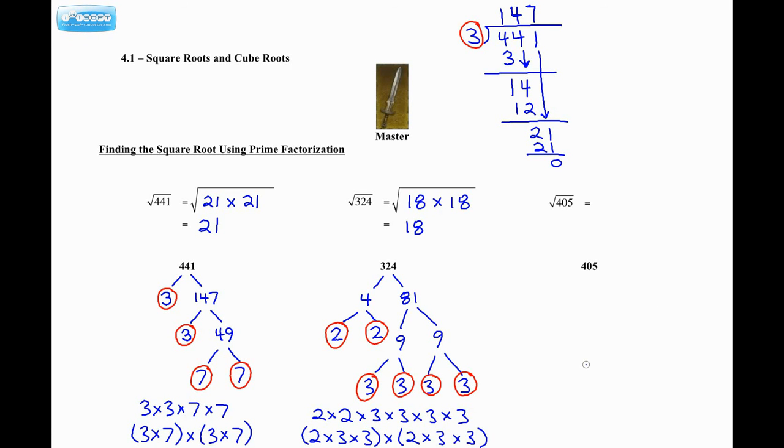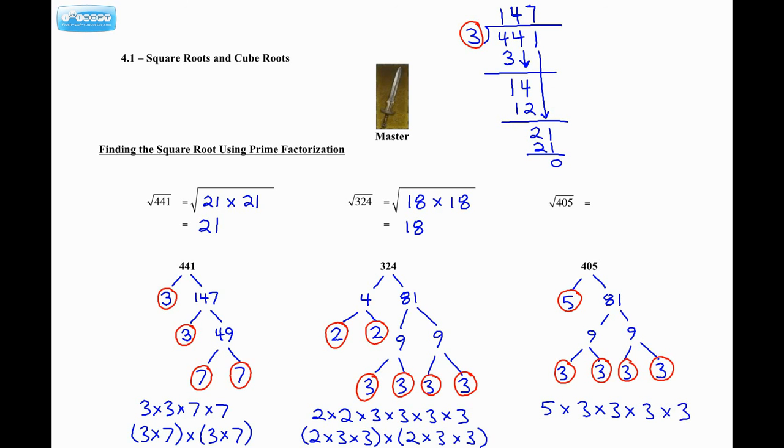Lastly, the number 405. It ends in a 5, so it's obvious it's divisible by 5. I get 81. 5 is prime, so that's done. And 81 is 9 times 9. I actually have enough to answer the question without doing this last level, but it does say prime factorization. Okay. So we are done. 405 can be thought of, written as 5 times 3 times 3 times 3.